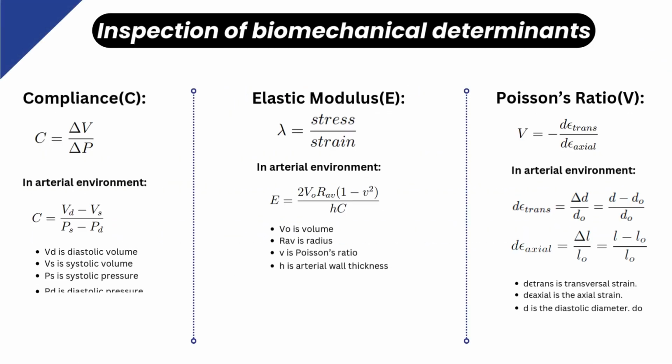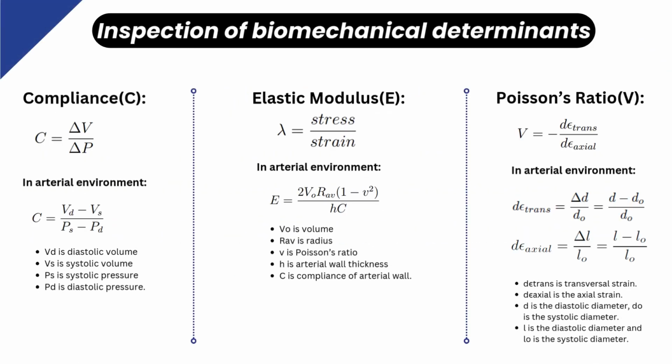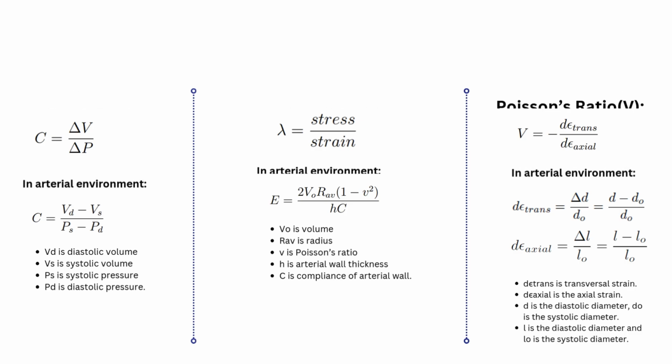I surveyed available literature and research which formulated the biomechanical factors and biomechanical relationships between the aortic geometry and the expansion rate. The biomechanical factors contributing to the aneurysm are as follows: compliance, elastic modulus, and Poisson's ratio. After modifying them to suit the arterial environment, these are the formulations that I got.